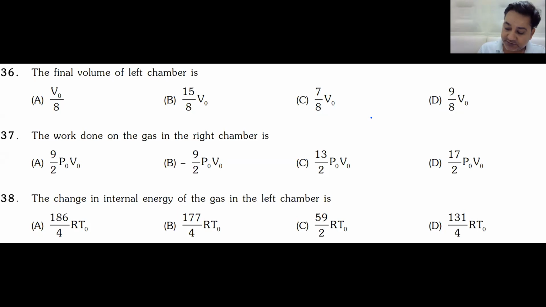I think it would be better if I tell you all the 3 questions first, which are being asked. The first question is obviously what is the final volume of the left chamber? Then there is work done on the gas in the right chamber and the change in internal energy in the left chamber. So there are 3 questions here. I think you've got the answer for the first one, 15 V naught by 8. Then there is work done on the gas in the right chamber and change in internal energy in the left chamber. So I'll give you time for that. I hope that you can get the answer and then we'll discuss how it has to be done. 2 minutes.